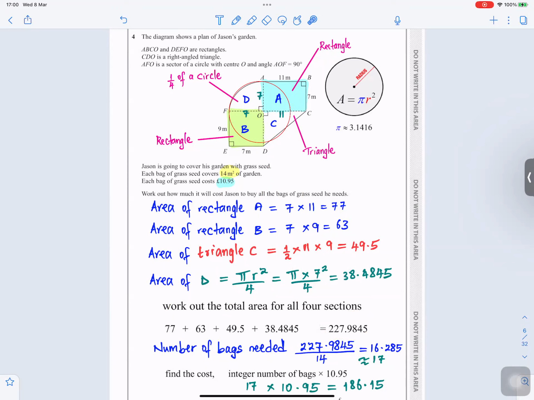The number of bags needed. So we divide 227.98 by 14 because there's 14 meters squared that each bag covers. So 227.98 divided by 14 gives us 16.28. But we cannot buy 0.28 of a bag, so we buy 17 bags. And each bag costs £10.95, and we want to buy 17. So £10.95 times 17 gives us £186.15.